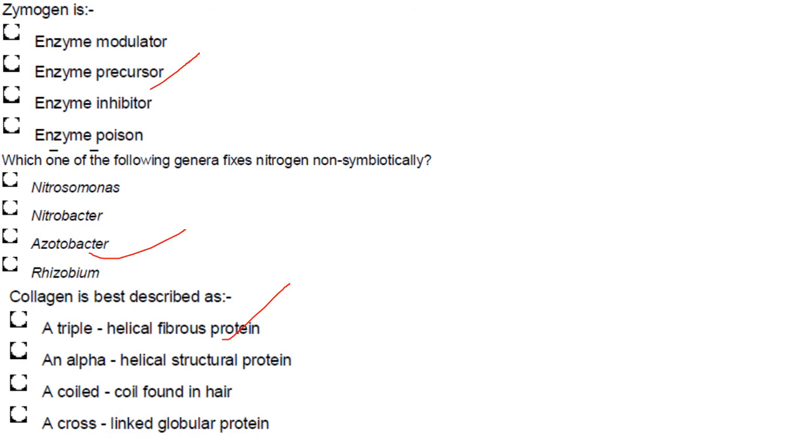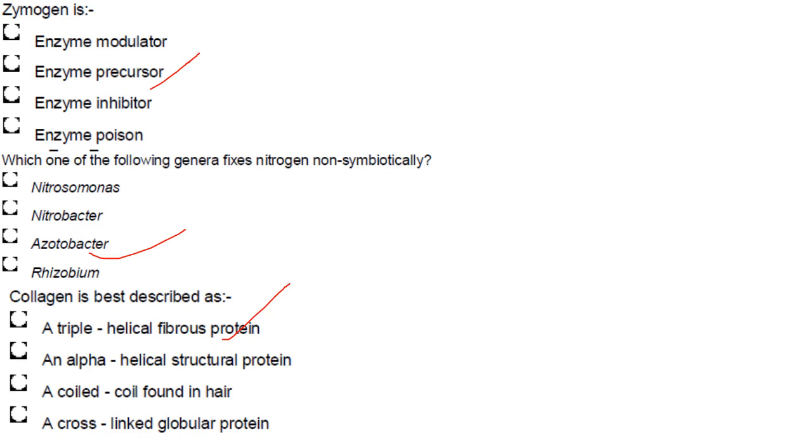Then next one, which of the following genera fixes nitrogen non-symbiotically? Answer is option C, Azotobacter. There are two types of nitrogen fixing bacteria, that is free living non-symbiotic bacteria and non-free living symbiotic bacteria. Free living bacteria include cyanobacteria, Azotobacter, Clostridium, etc.